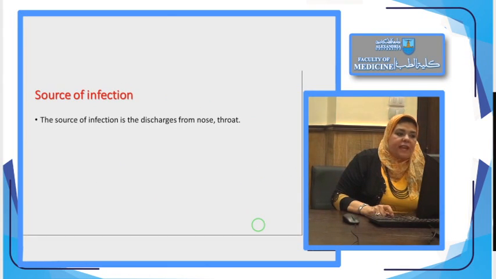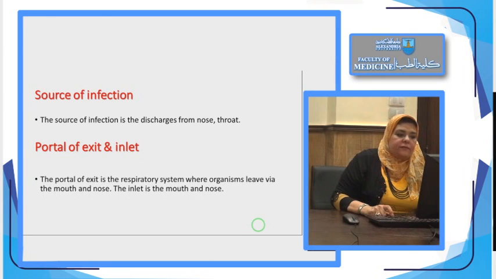The source of infection is discharge from the nose and the throat. And the portal of exit is the respiratory system, where organisms leave via the mouth and the nose. And the portal of entry is also the respiratory orifices, which are the mouth and the nose.